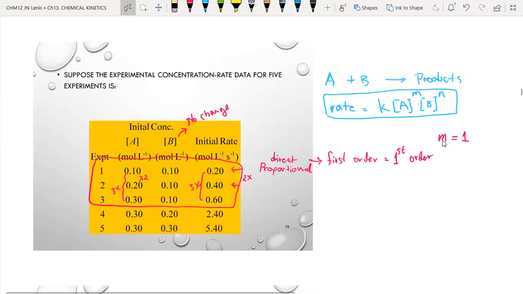And now we know the value of M. M is 1. Let's find the value of N, the order of the reaction with respect to B. How do we achieve that experimentally? Well, we know that we need to keep this constant and make changes on this concentration to see what happens with the rate.